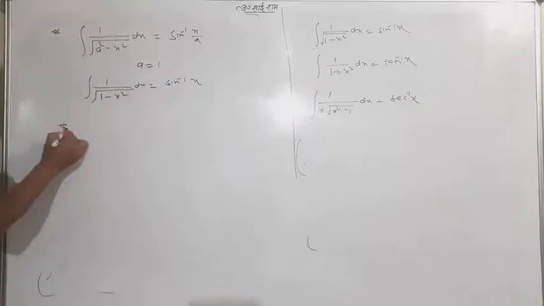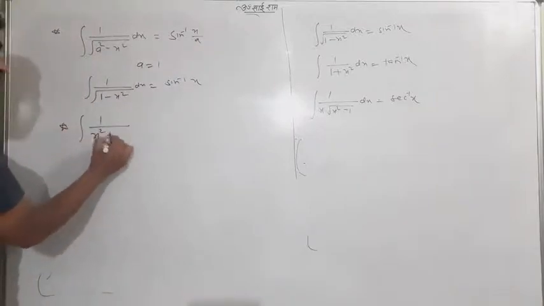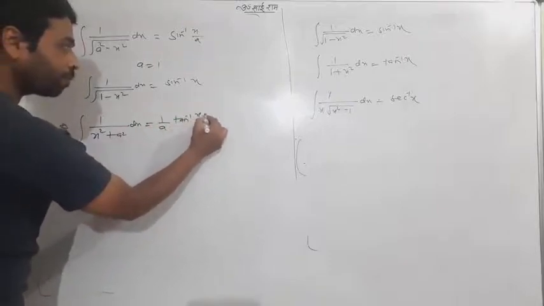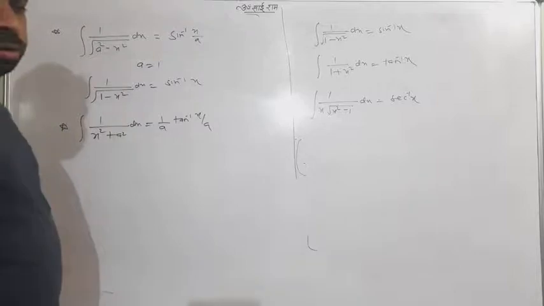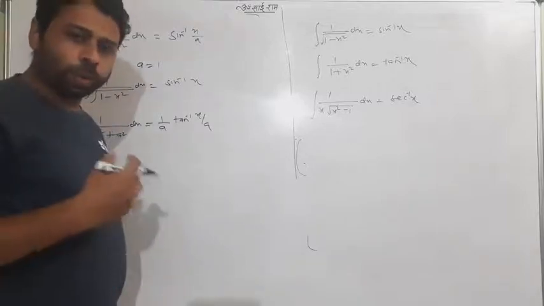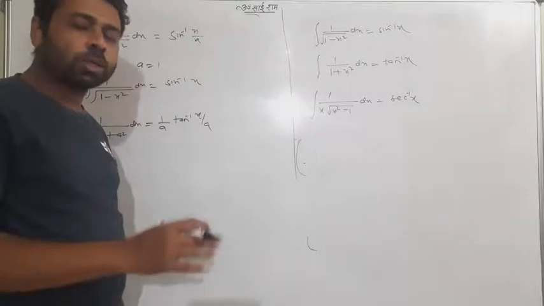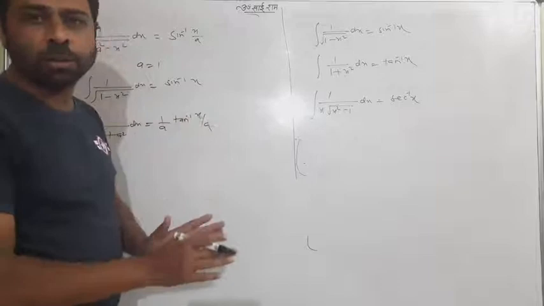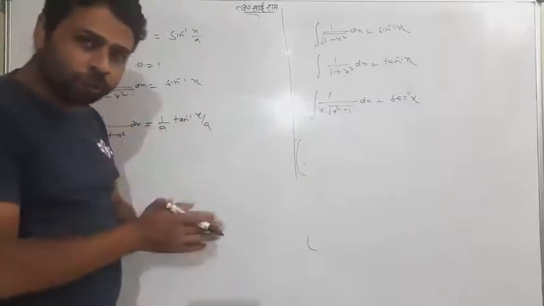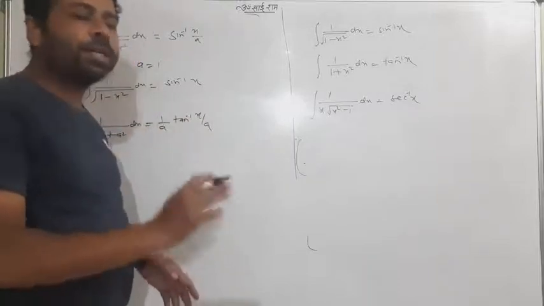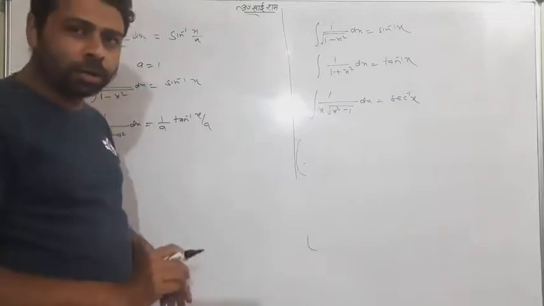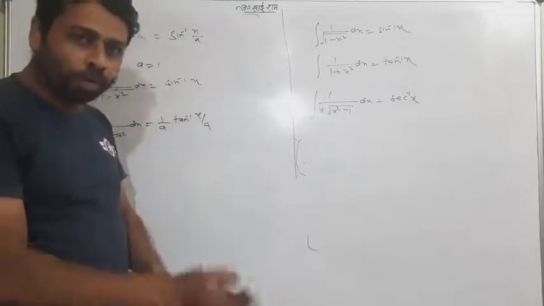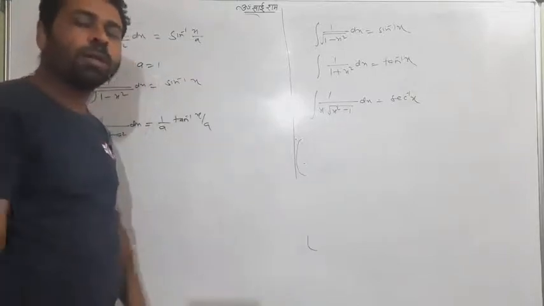Similarly, 1 upon x square plus a square. We have seen the formula recently: 1 upon a tan inverse x by a. I want to say one thing, and it's a request and suggestion also. Please copy all the formulas on a single paper. Keep it always in front of you while doing the questions. It will definitely help you. Whatever question you are doing, take the help of the paper, the notes of the formulas, and do them. And slowly the formula will definitely come in your mind.